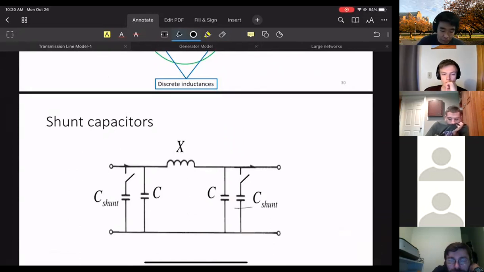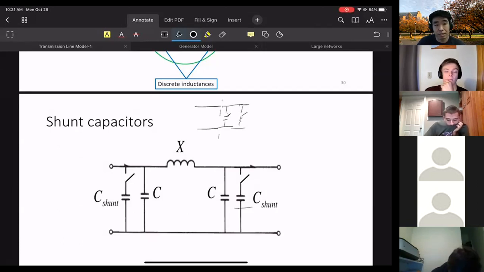So in parallel, what you can do is you have some line, then you put in some discrete switching capacitance and some discrete switching inductance on this line. And depending on the actual situation, depending on the actual load, you can switch these elements in and out.